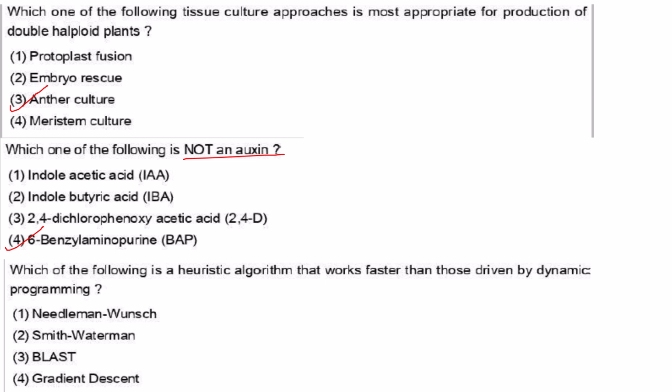Then which of the following is a heuristic algorithm that works faster than those driven by dynamic programming? So it is BLAST. It is a heuristic algorithm and it works faster than dynamic programming algorithms such as Needleman-Wunsch and Smith-Waterman. Needleman-Wunsch is a dynamic programming algorithm for global sequence alignment. Okay. And Smith-Waterman is again a dynamic programming algorithm for local sequence alignment. And gradient descent is an optimization algorithm used in machine learning.